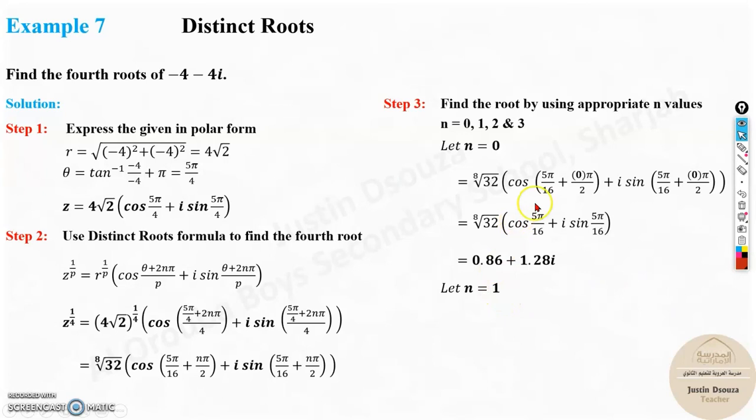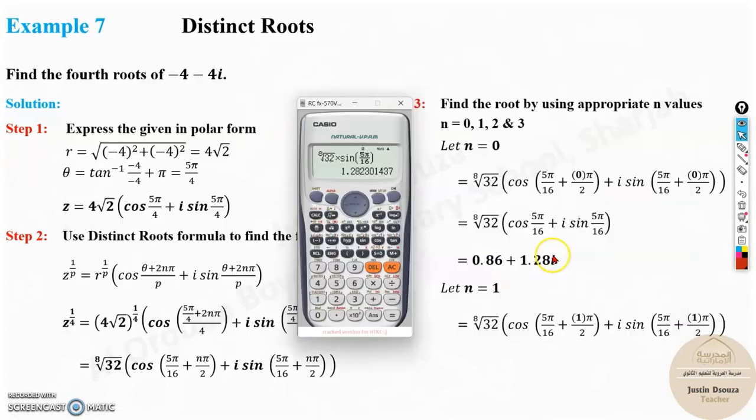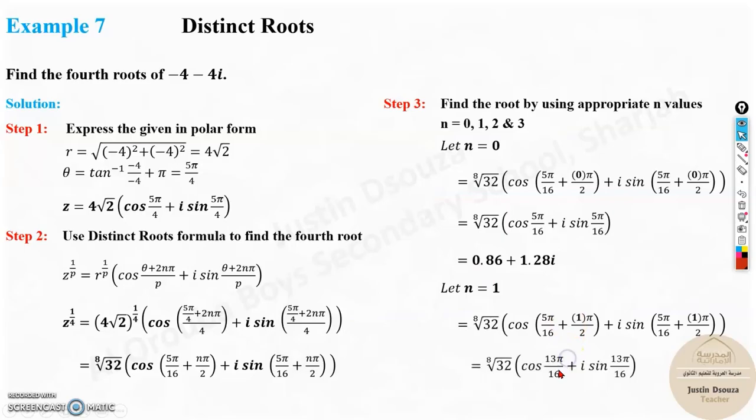Same thing, you have to change it to 1. But look over here, when it is 1, it changes a little. What changes is this: it'll be 5 pi by 16 plus pi by 2. So it will be pi divided by 2, and now you will get the answer 13 by 16. Then the same procedure, convert to rectangular form. So this is your second answer.